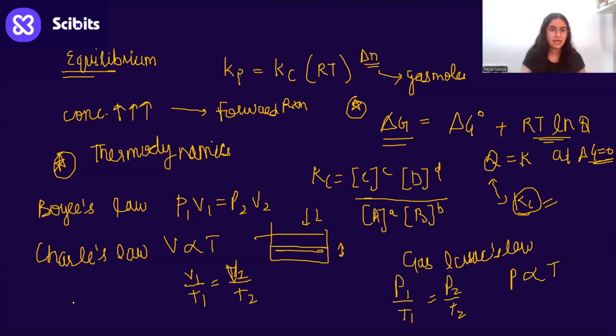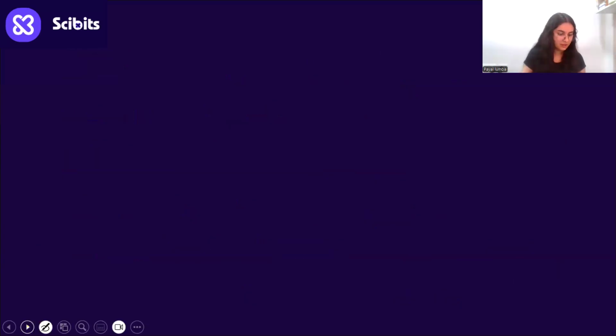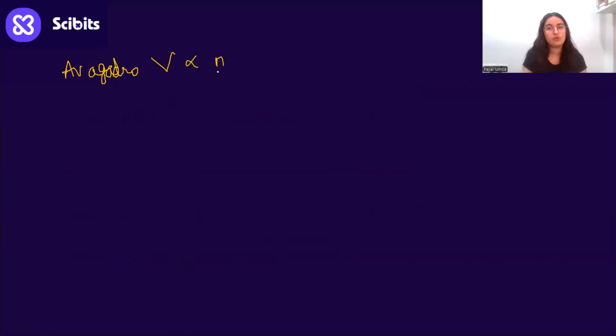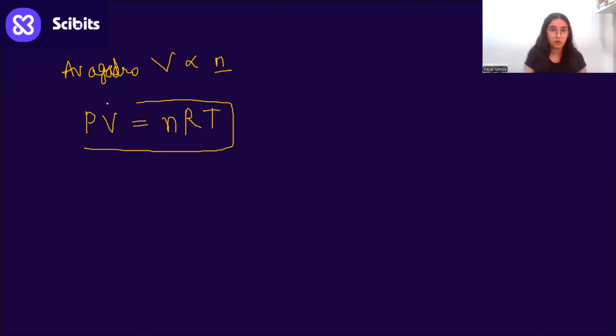And combining all these, there is a combined gas law. Okay, there is one more law, Avogadro's law, which says volume is directly proportional to the number of moles. The more moles, the more volume. Okay. Now you should remember this equation: PV is equal to nRT. This is super important. Pressure, volume, number of moles, universal gas constant, temperature.